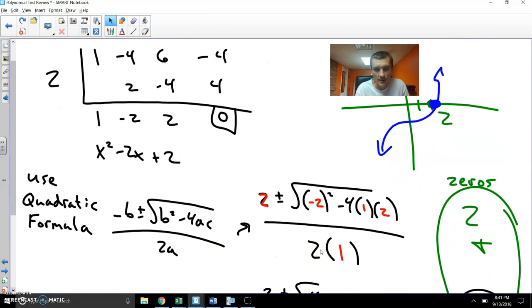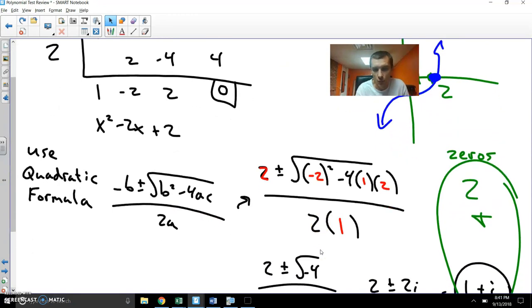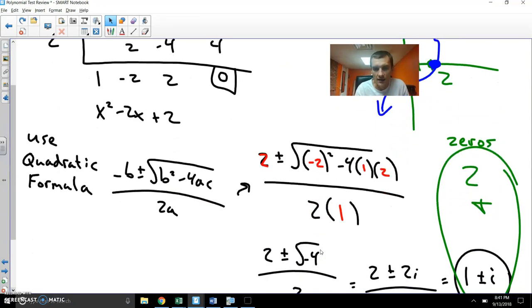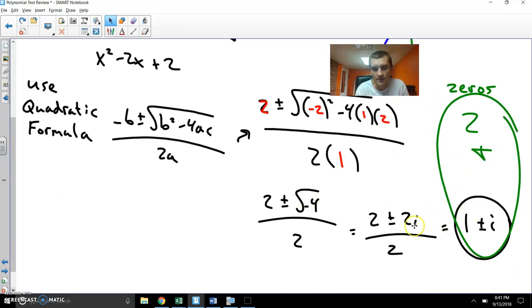The discriminant calculates -4, and that ends up being 2i, and then everything divides by 2, and so I end up getting 1 plus or minus i. So the original 2 that we used in synthetic division is one of the zeros, and then here are 2 more zeros.